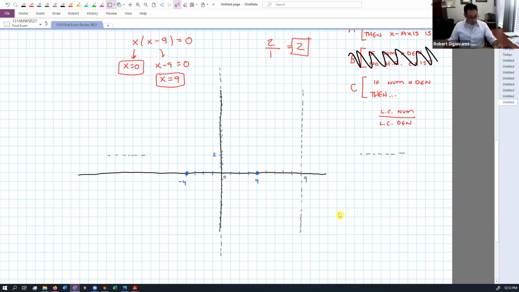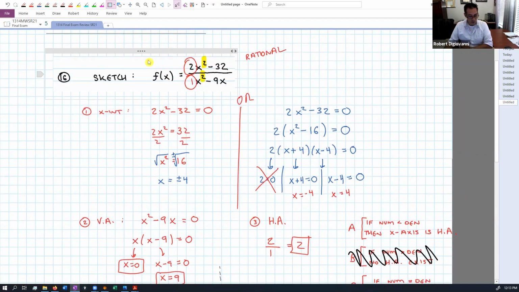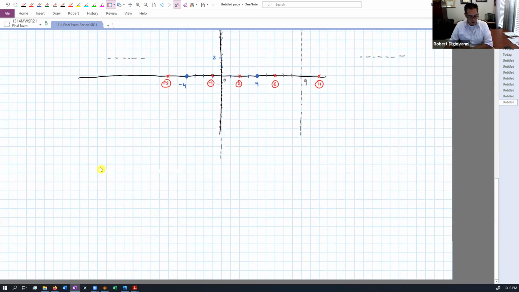Now we need test points. I'm going to pick a test point over here, -5. Test point here, -1. Test point here, I'll just pick 2. A test point here, I'll pick 6. The test point here, I'll pick 11. So I have 5 test points. The reason I have 5 is because I had 2 X-intercepts and 2 verticals. So that was 4. I should always have 1 more test point than those added up. And these numbers, unfortunately, get plugged into the original function. So I'm going to copy this original function and bring it down here so I can use it.